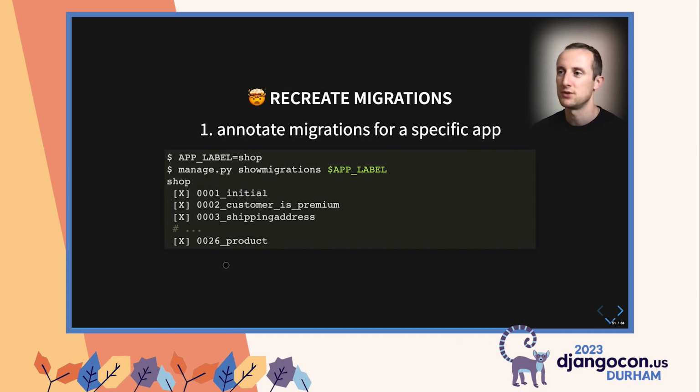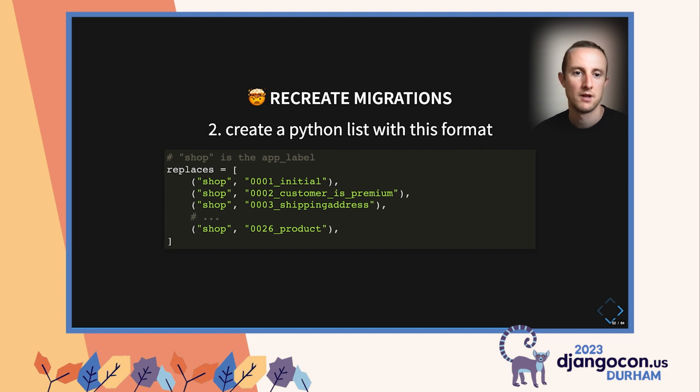So, first you need to annotate migrations for a specific app, like this. So, showmigrations for your application. Store them somewhere in a file. Then you need to create a Python list with this format. So, replaces, of course, do you remember? And the application name and migration name in a long list.